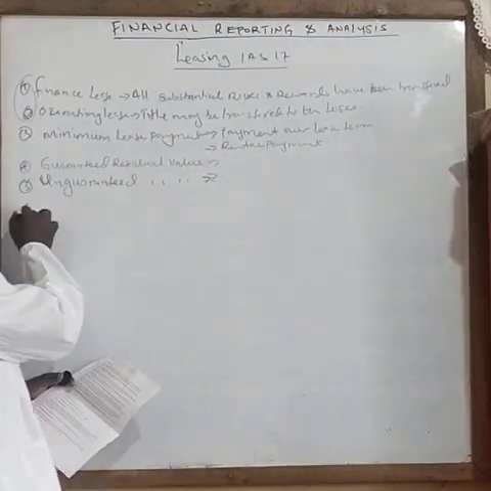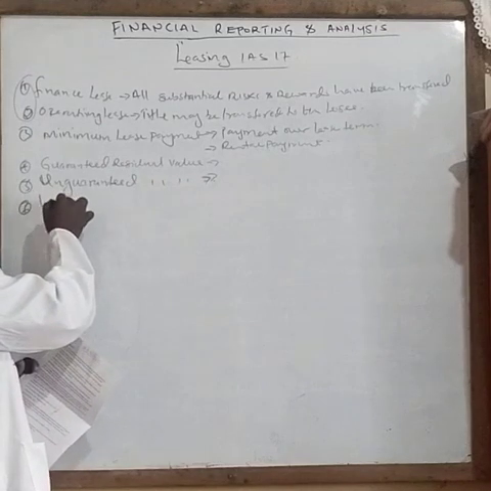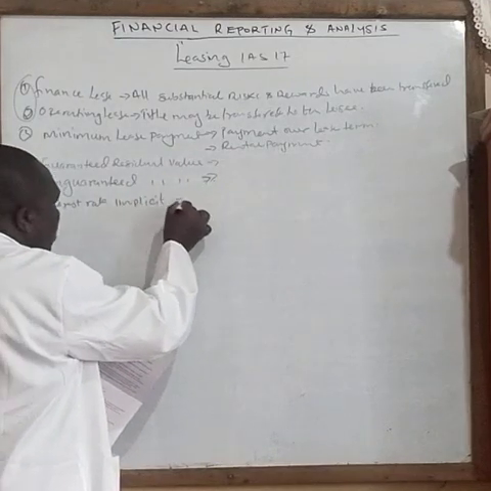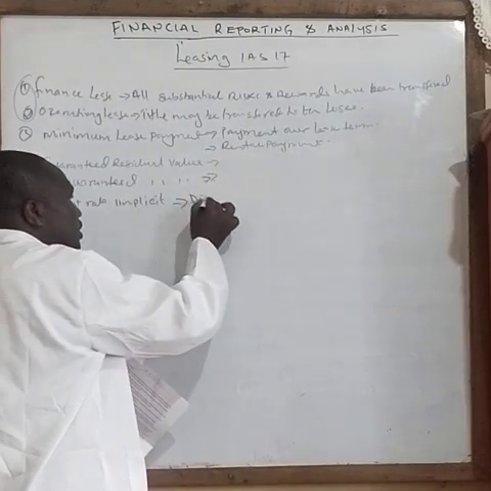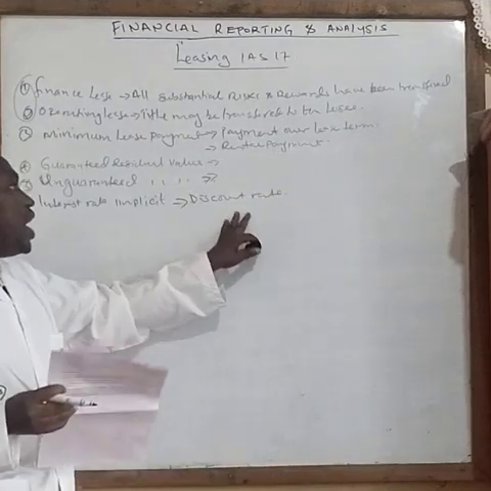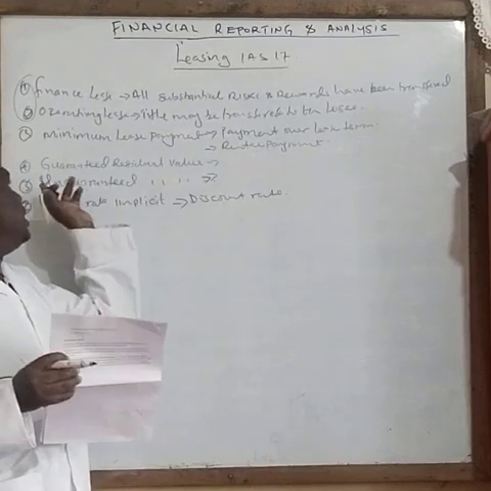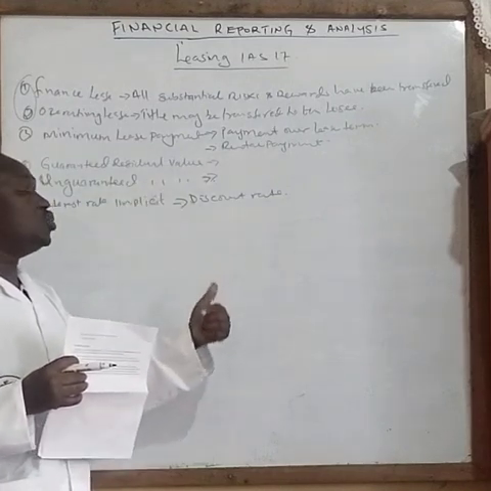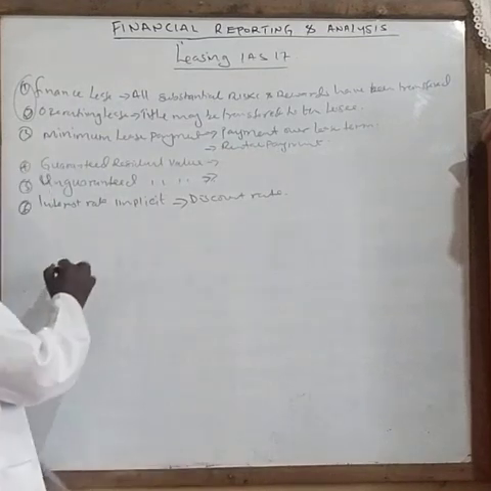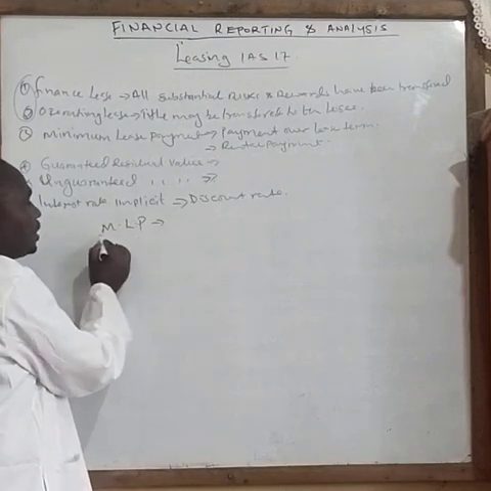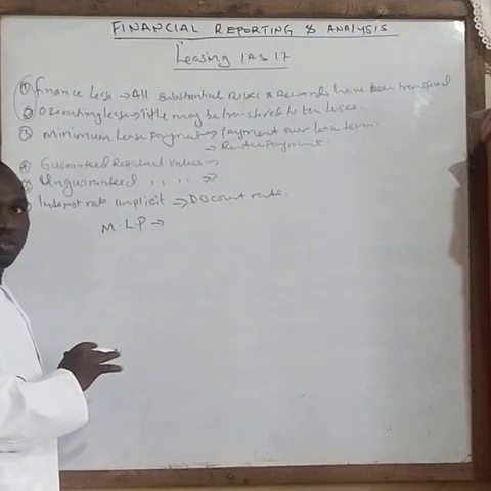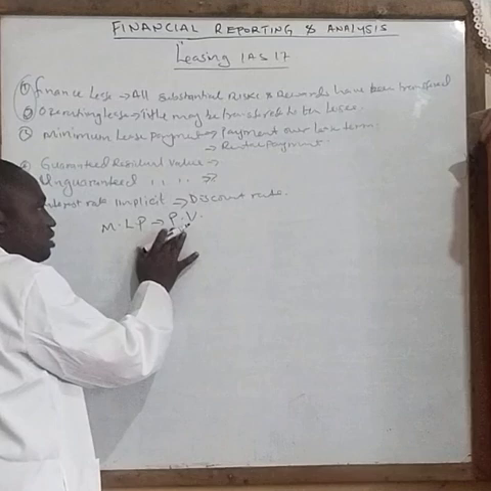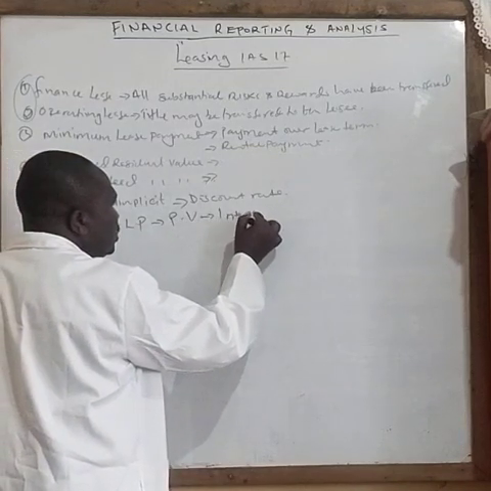The fifth term is what we call interest rate implicit. Interest rate implicit is the same as discount rate. This is a rate we use to discount all the minimum lease payments to present value. The minimum lease payment is actually the future economic benefits flowing to the organization. We have to discount this to present value. The rate that you will be using to discount this minimum lease payment to present value is what they call interest rate implicit.